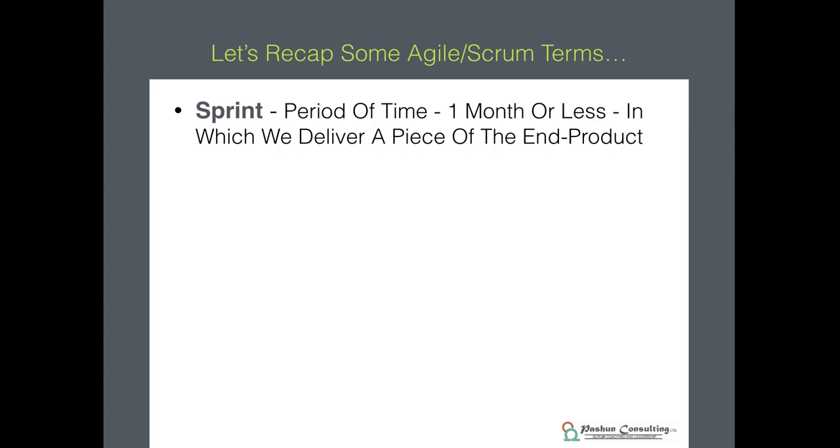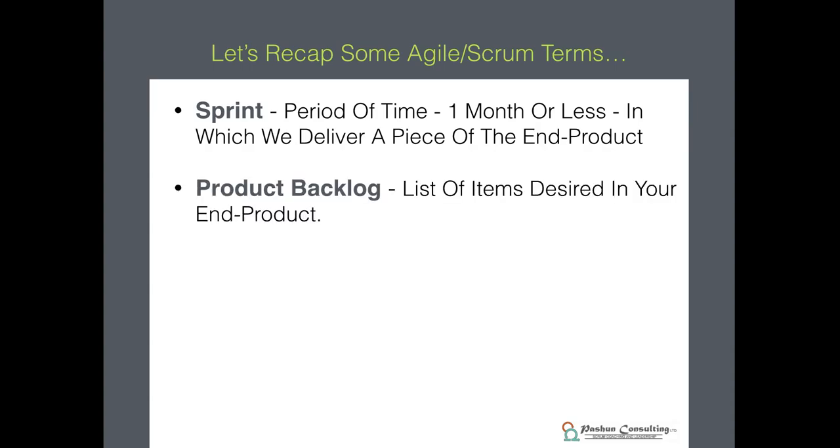If we're a team of builders, we could be delivering the foundations of a house, or we could be delivering a room, a kitchen, at the end of a period of time, less than a month. So there's the analogy. If we're marketers, we could be delivering a few marketing plans out of a bunch at the end of a period of time less than a month. So that's the sprint. Product backlog is a list of the items desired in your end product.